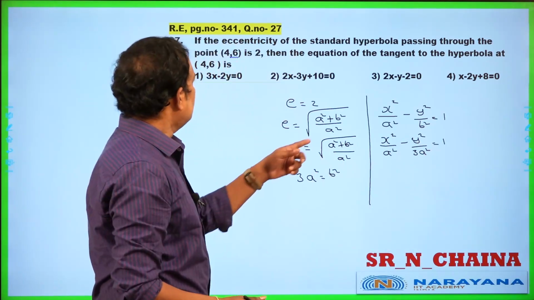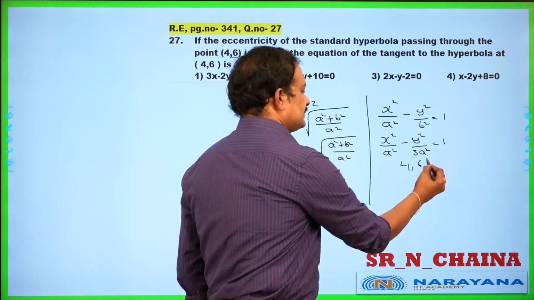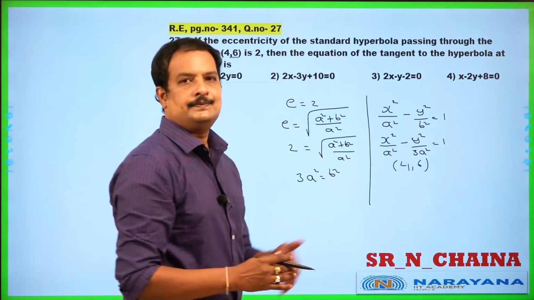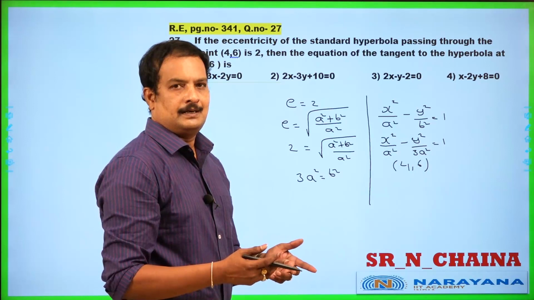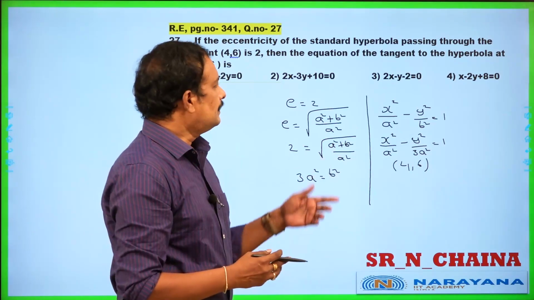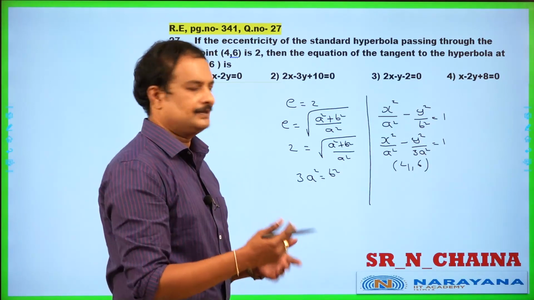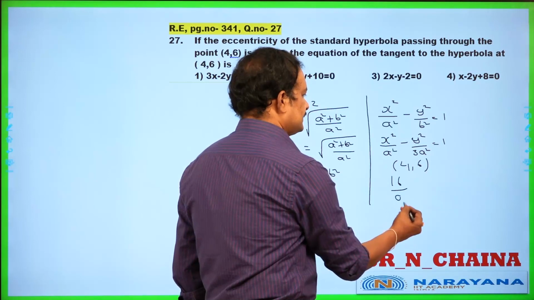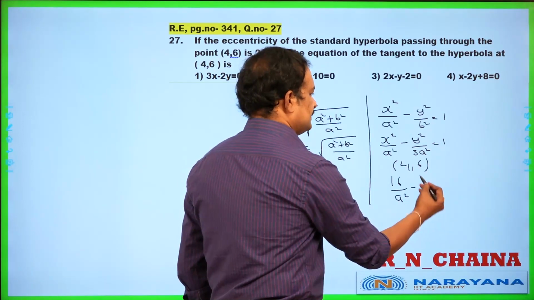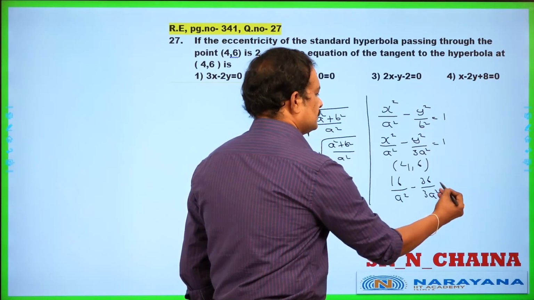So in this case, the hyperbola is passing through the point (4, 6). It's given already. Just substitute this value. You will be getting the a square value and b square, and of course the hyperbola equation. After that we can find out the tangent to the hyperbola at (4, 6). Direct formula S1 equal to 0. So when you substitute this value, this is 16 by a square minus y square, that is 36 by 3a square. So this is equal to 1.